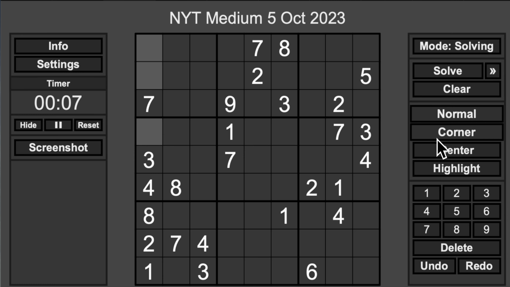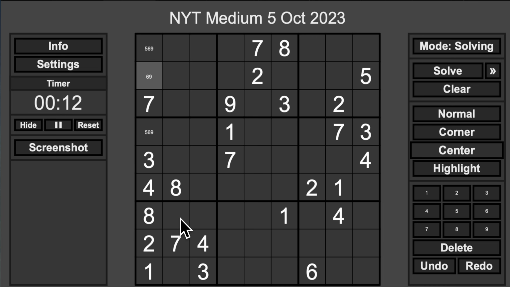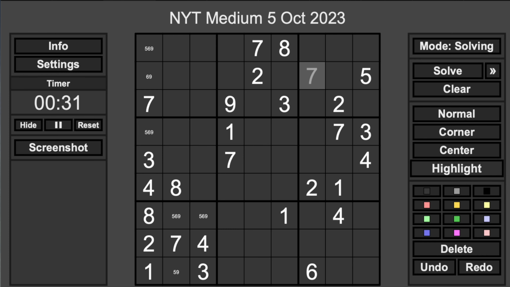I have a lot of cells immediately. These are 5, 6, and 9, but that's not 5. These are also 5, 6, 9 to complete box 7, but that's not 5. No, that's not 6. Okay, that's a 7, that's a 7. 7 must be in the central row, but not here, so that's a 7 to start with.